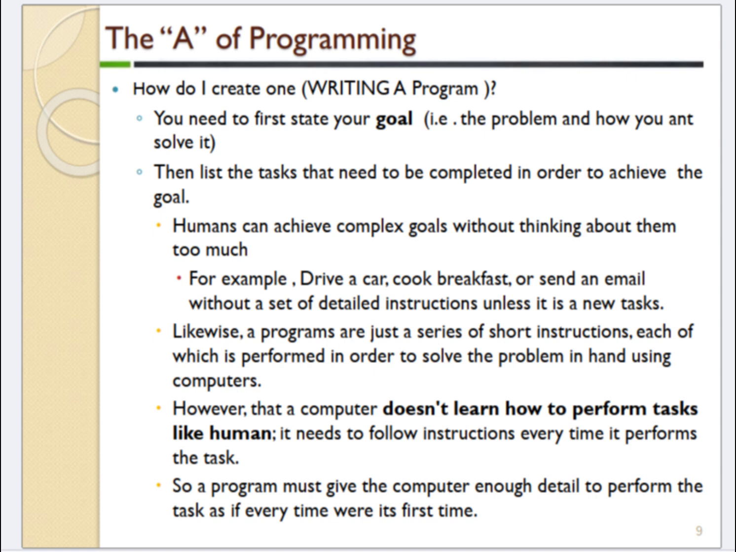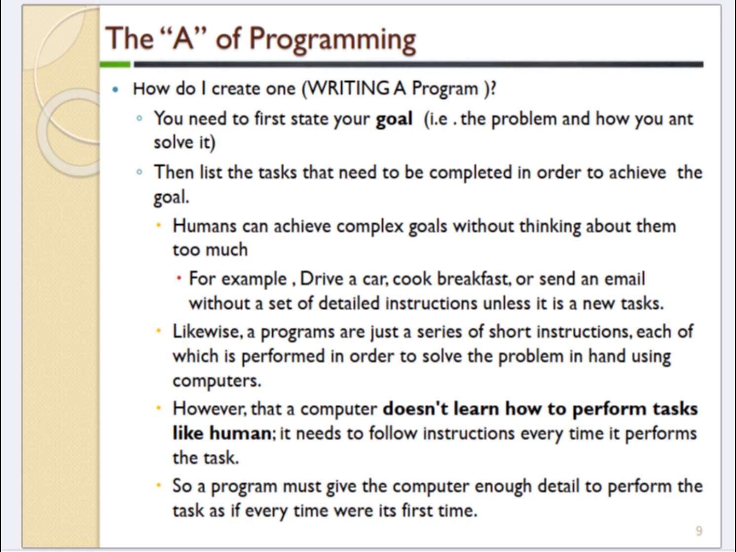The A of programming. How do I create one? Writing a program. You need to first state your goal, i.e. the problem and how you solve it, then list the tasks that need to be completed in order to achieve the goal. Humans can achieve complex goals without thinking about them too much. For example, drive a car, cook breakfast, or send an email without a set of detailed instructions unless it is a new task.